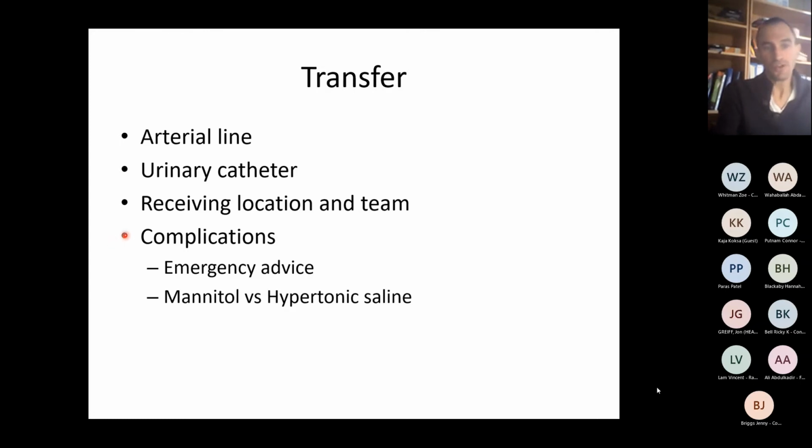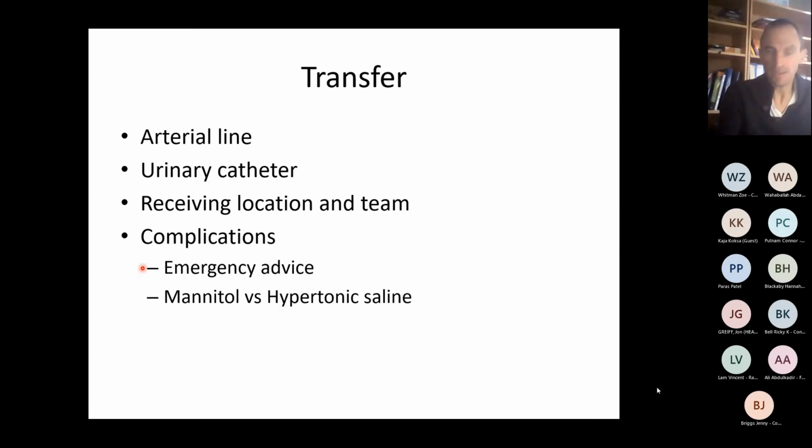You want to know who to talk to about complications. So who do you get advice from if you're racing down the M1 and the patient's coning? Emergency advice generally from the neurosurgeons. You want to be looking at the pupils throughout the transfer, and if you get a sudden change in neurology or pupils, you'd be calling them, asking them what their preference is.